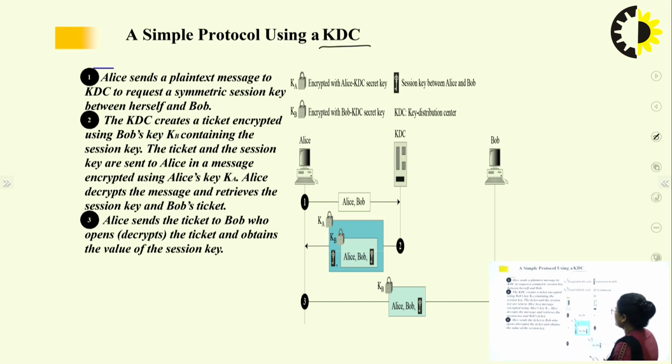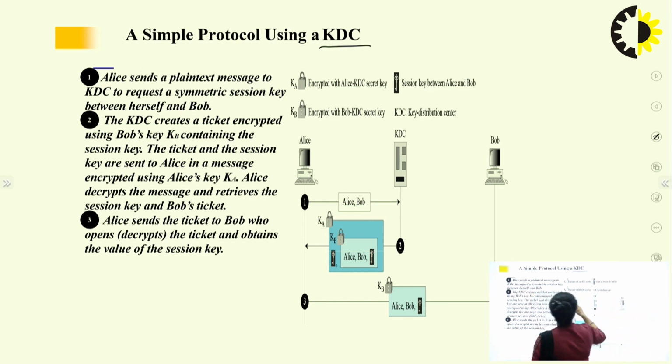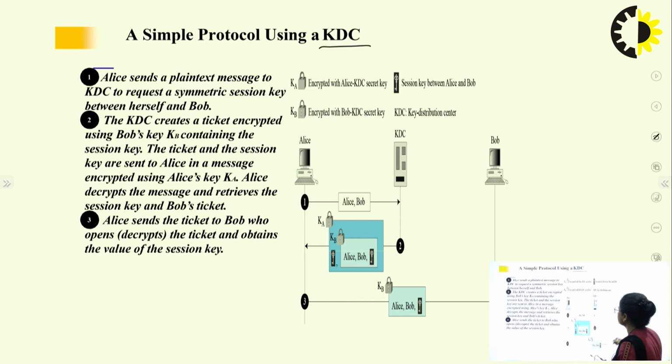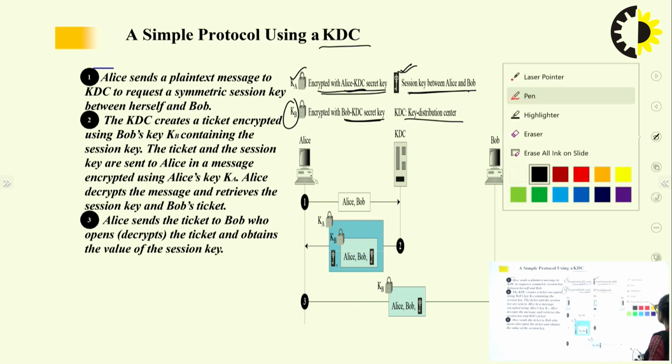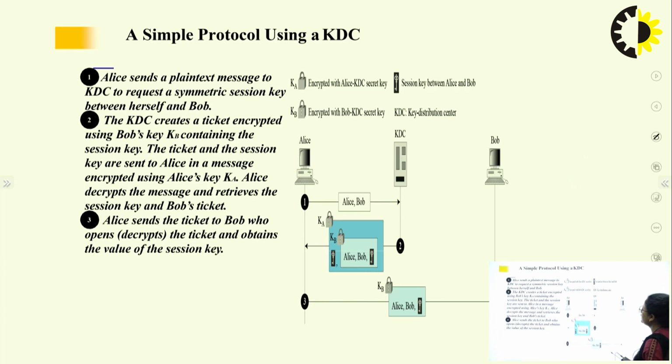So here Alice basically sends a plain text message to the KDC. I'm not reading out this text. I'll just explain from the figure how exactly the protocol works. We have this key KA, which is an encryption done using the key shared as a secret between Alice and the KDC. This icon hints at the session key between Alice and Bob. KB is encryption done with the key shared between Bob and the KDC, and the KDC, we all know, is the key distribution center. Now I'll explain how exactly the KDC is used for the establishment of a session key.